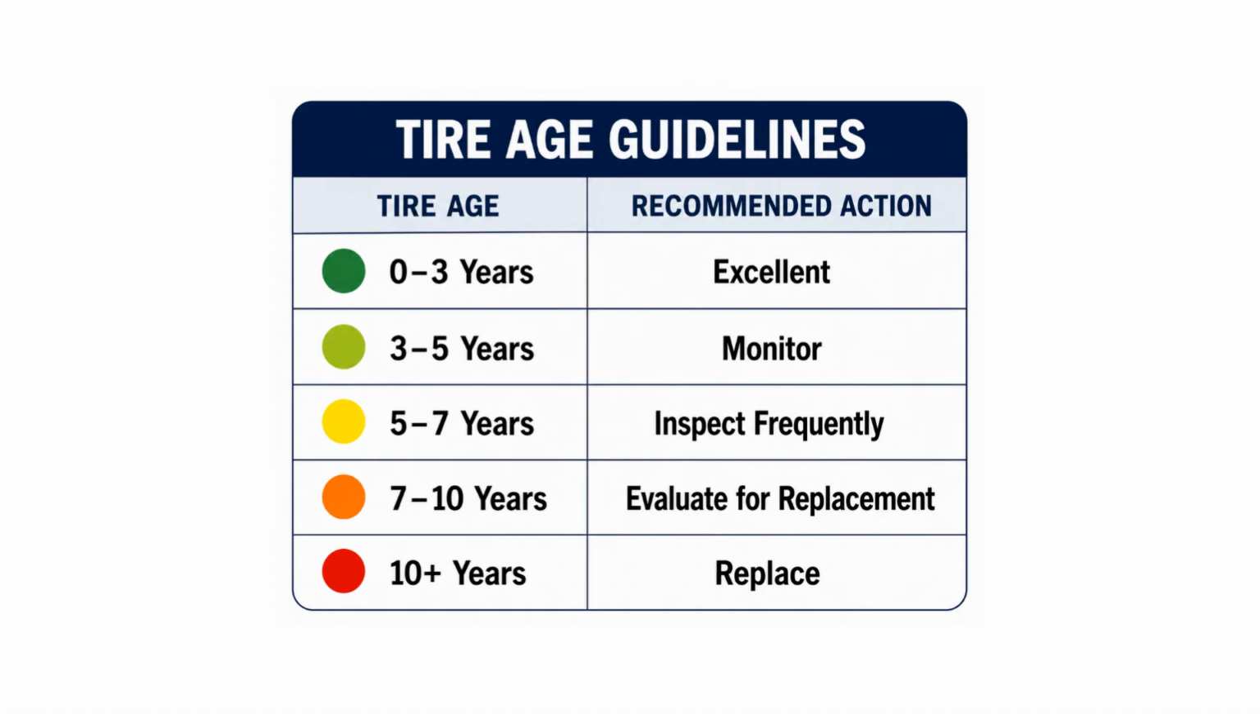Between 5 and 7 years, inspections should become more frequent even when sufficient tread remains. For tyres aged 7 to 10 years, engineers should carefully evaluate their condition and operating history to determine whether replacement is necessary. At 10 years or more, replacement is generally recommended because rubber degrades with time. Remember, tyre age is only one factor. Load, terrain, damage, and manufacturer guidance must also be considered.